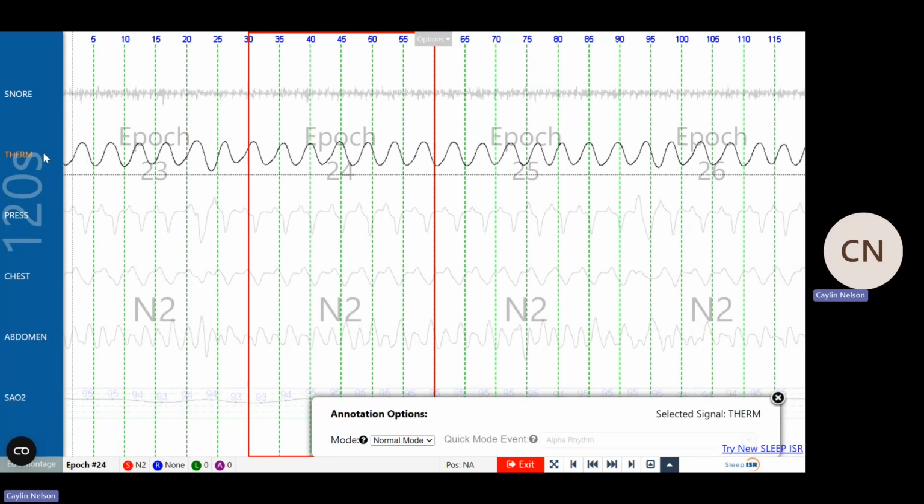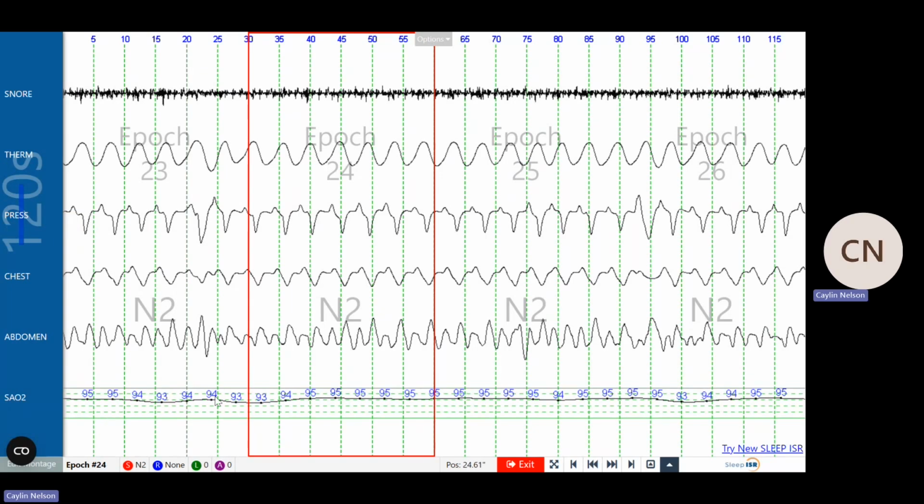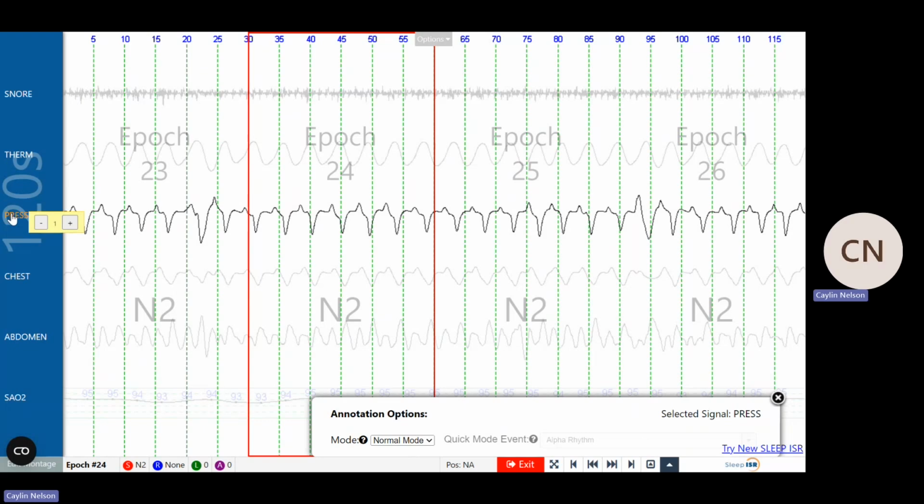I'm looking at this as an entire screen to see if there's any changes in that thermistor channel, any changes in the pressure channel, or any changes that will likely accompany the possible apnea or hypopneas we have, such as flat lines in the effort channels if there's a central apnea, or flat lines in the flow channels if there was an obstructive apnea rather than a central.